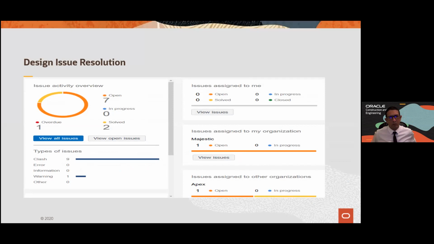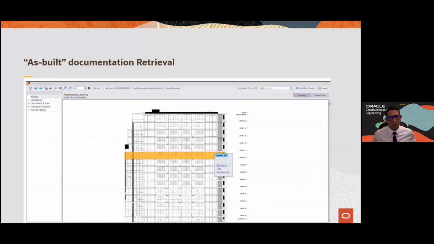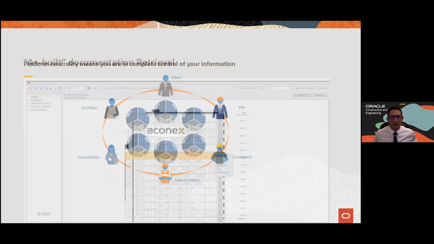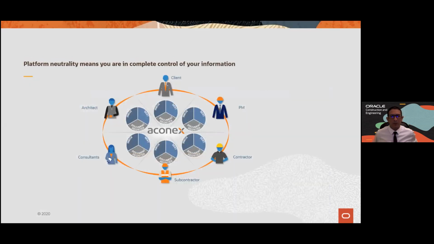issues during construction. And then we'll also look at how we hand over the documentation to the operations team so that they can maintain the building and operate the building as designed. So that's what I'm going to show you. And now I'll just give you a basic introduction of the system, how it's designed to work.